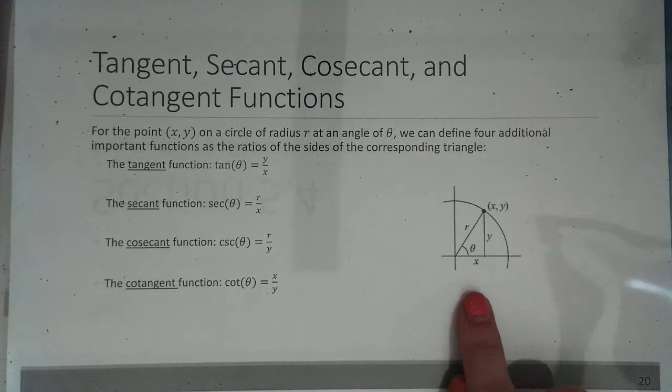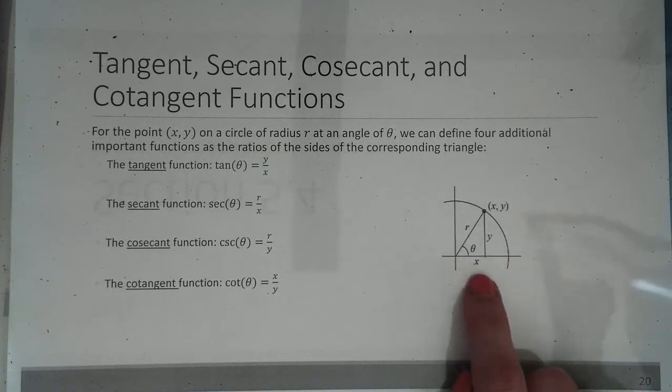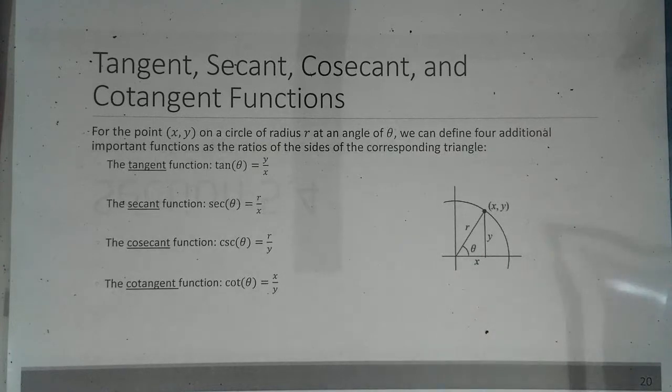So for the point x, y on a circle of radius r at an angle of theta, we can define 4 additional important functions as the ratios of the sides of the corresponding triangle. So if we take theta to be this angle here, then the tangent of theta is going to be equal to y over x. The secant of theta is equal to r over x. The cosecant of theta is equal to r over y. And the cotangent of theta is equal to x over y.